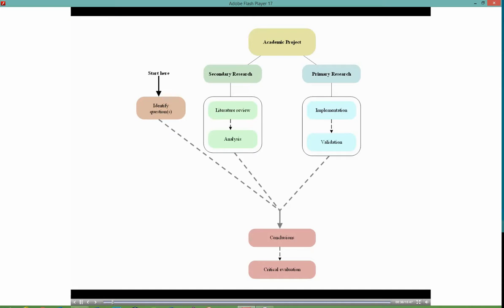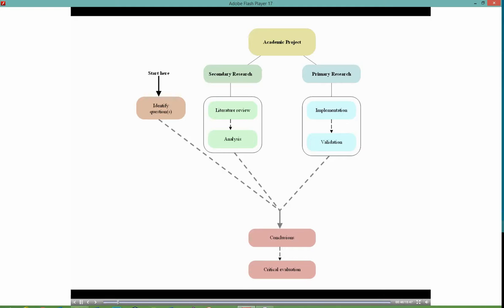Here is an overview of my suggested project structure. An academic project often starts with a problem or a question. The project will always involve some secondary research, which is the discovery of what work has already been done in the project area.